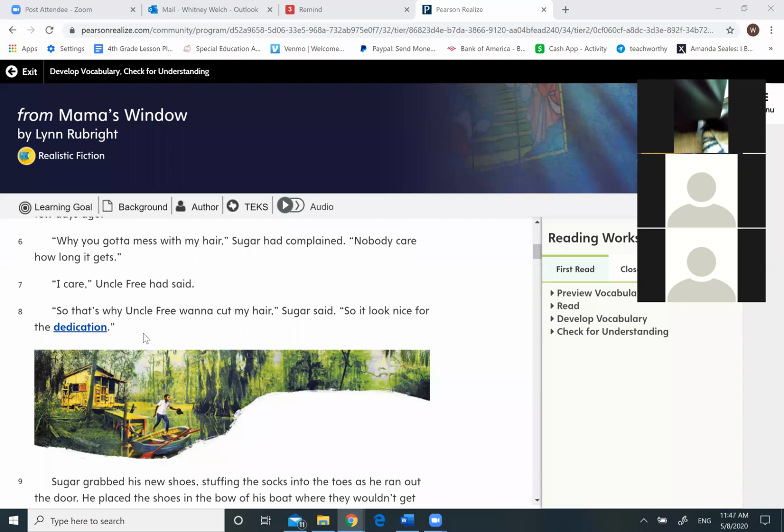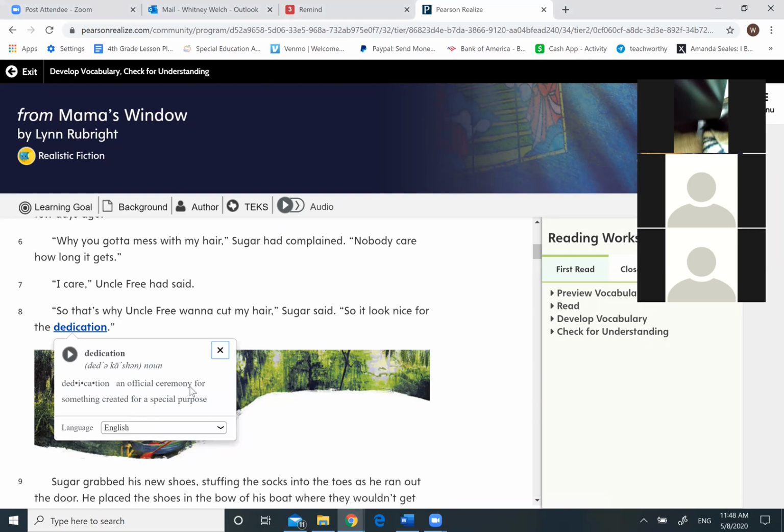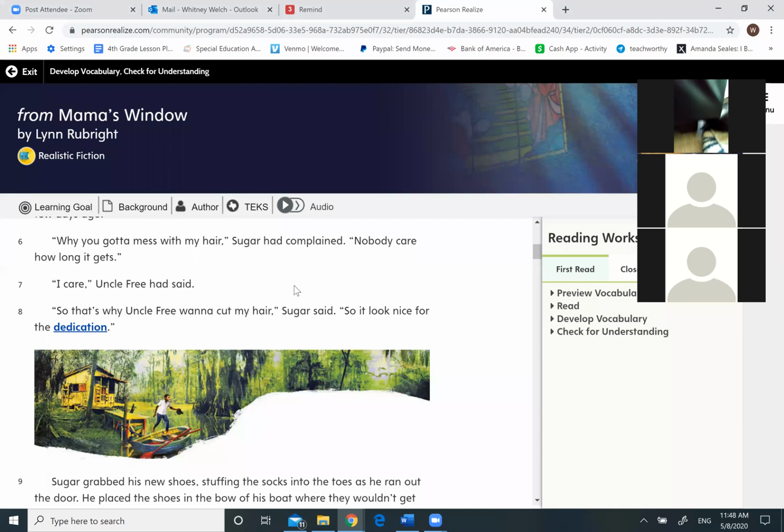What did we learn dedication meant? What is a dedication? It's a type of what? A church. It's a type of ceremony. If I click here, it tells me an official ceremony for something created for a special purpose. So they're getting ready to go to this dedication, and Uncle Free wants to cut Sugar's hair.